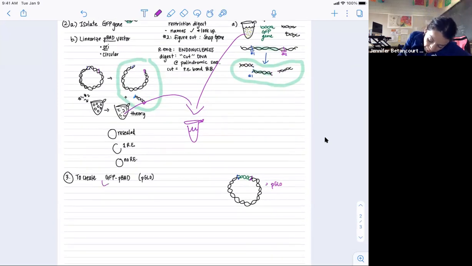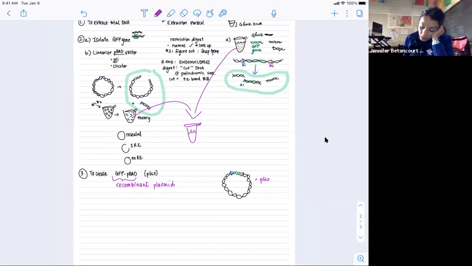Okay, so this right here is an example of a recombinant piece of DNA. In this example, because it's a plasmid, we call it a recombinant plasmid. But the definition of recombinant is any two foreign pieces of DNA being sealed together that normally don't get sealed together. And this whole process is called a ligation. Okay, good.